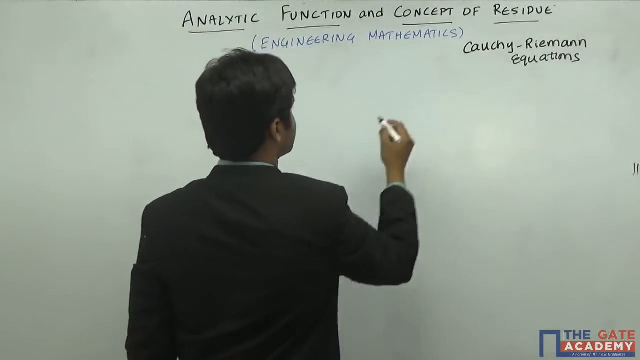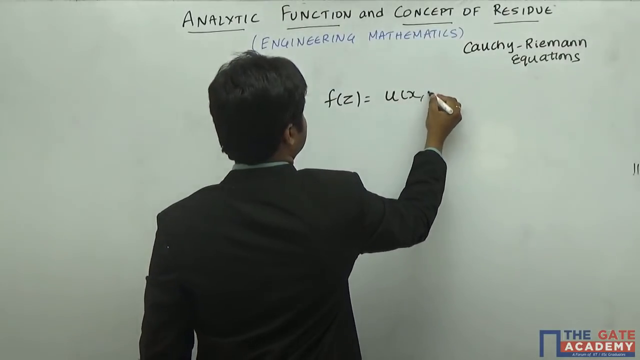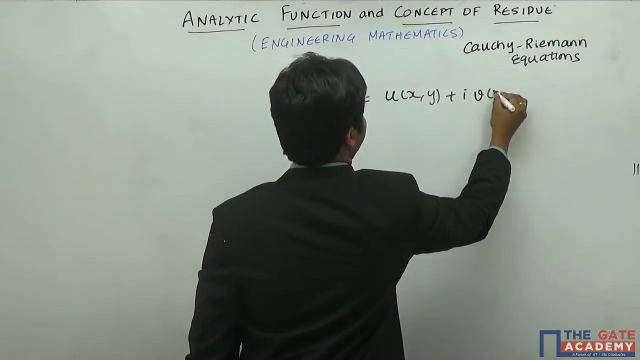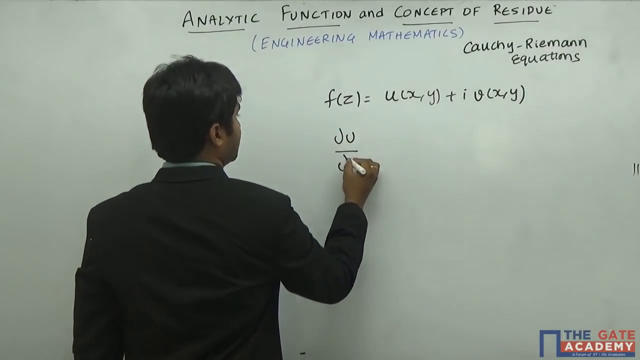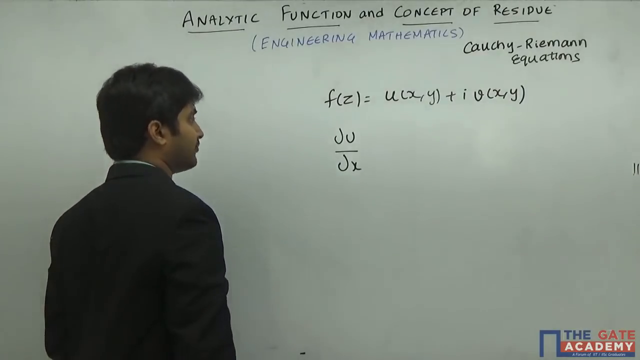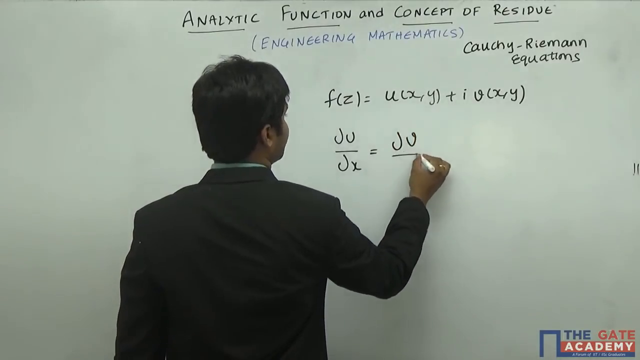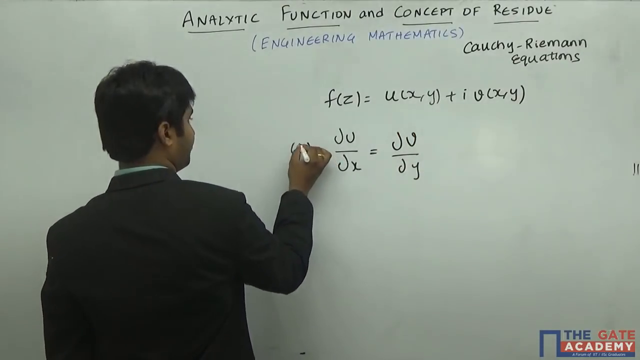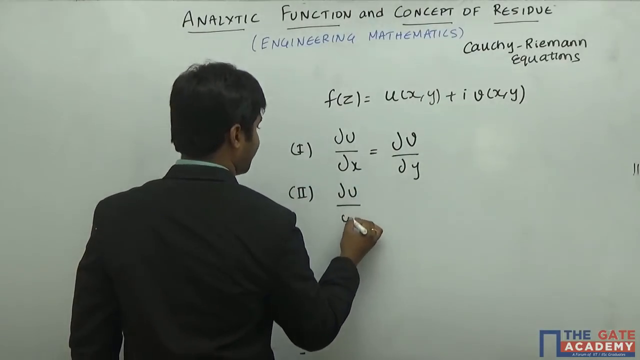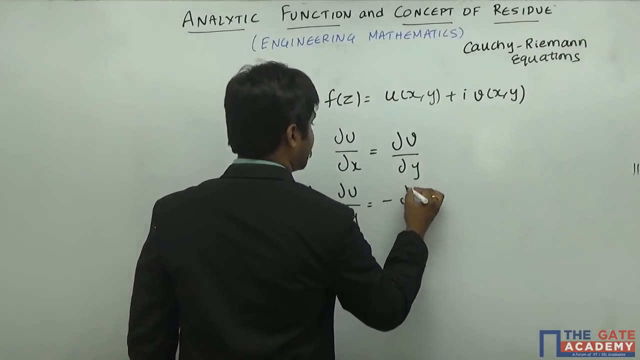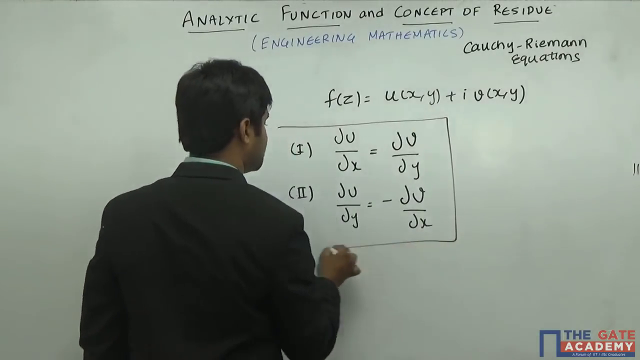So the Cauchy-Riemann equations: first, let us consider a function f of z, which has a real part u of x comma y and an imaginary part v of x comma y. When you differentiate u with respect to x, it's a partial differentiation, and it should be equal to the partial derivative of v with respect to y. This is condition 1. The second condition is that the derivative of u with respect to y should be equal to minus the derivative of v with respect to x. So these two equations are what we call the Cauchy-Riemann equations.